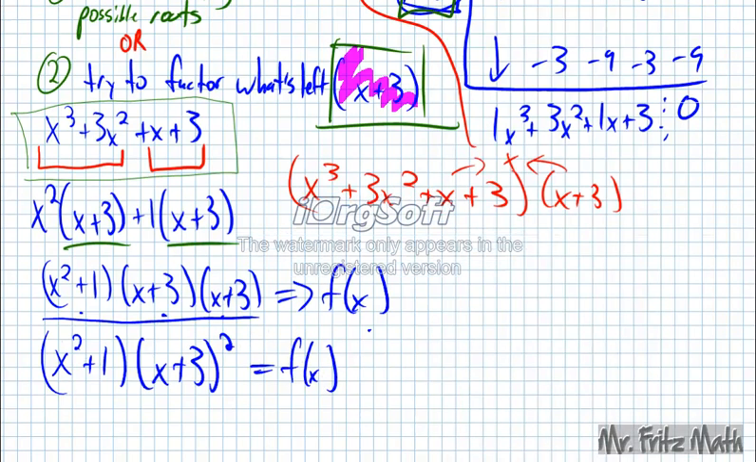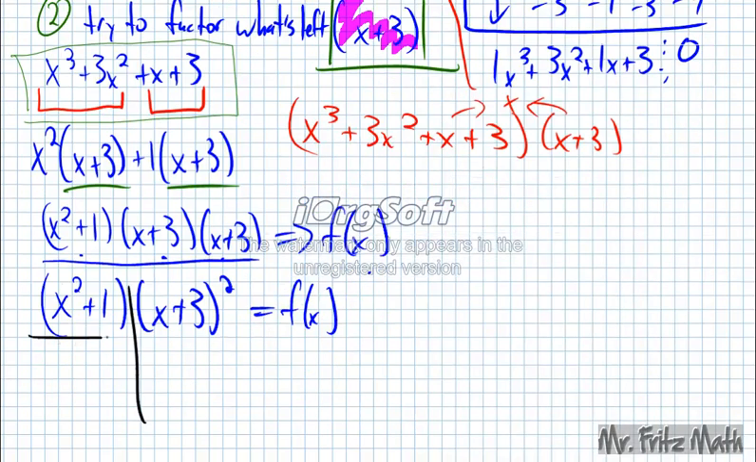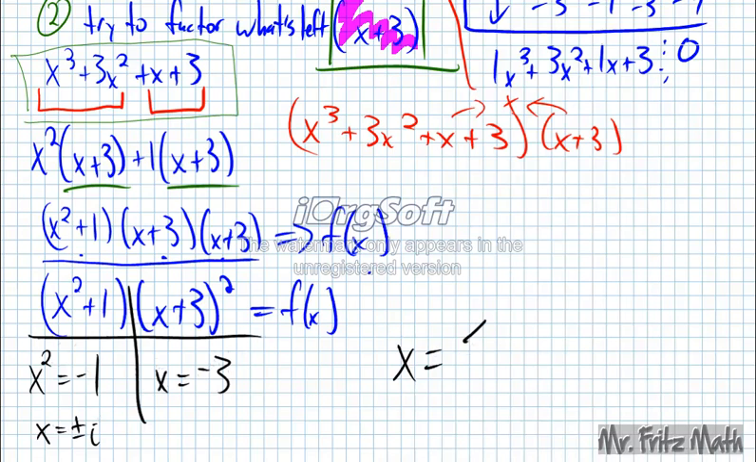So now if I want to find my zeros, I drop a t, as I like to say. I'm going to get x squared equals -1, or x equals plus or minus i. And I'm going to get x equals -3. So all of my roots for this polynomial are plus or minus i, and -3. Now if I were asked to find only the real roots, I wouldn't worry about my i, and my final answer would be x equals -3.